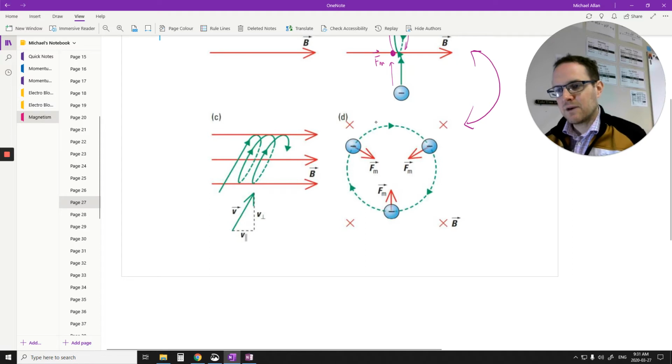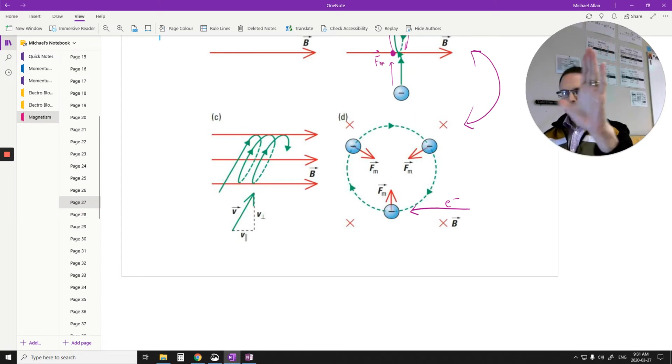So let's imagine that we have an electron. Let's do an electron traveling this way to start off with, okay? So my electron is traveling this way. So I'm going to put my thumb in that direction. I'm going to put my fingers into the page. You notice that my palm is facing upwards when I do that.